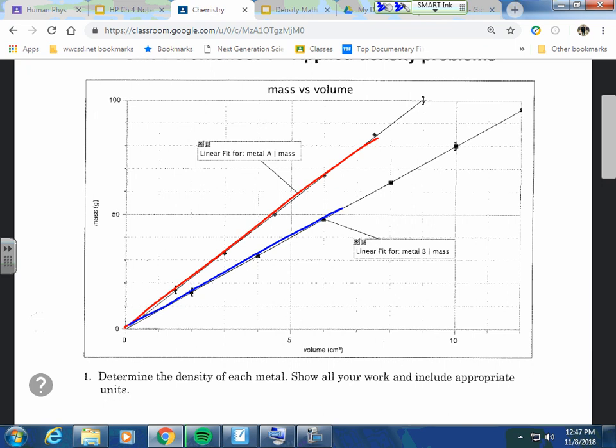Y2 minus Y1, X2 minus X1, right? So we got to pick two dots. Find two dots that are easy to read. So we have some marks going along here. It looks like we go by tens for mass. Looks like volume goes by ones. All right. So same thing that we did last time. We try to pick a couple marks that make sense. Maybe they go through the middle.